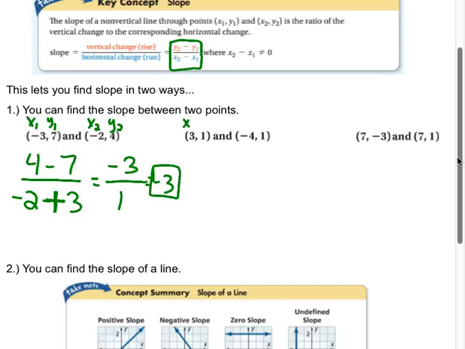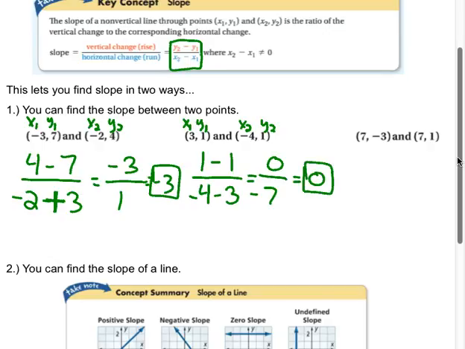For this one, x1, y1, x2, y2, subtract those y's and subtract the x's. 1 minus 1 is 0. -4 minus 3 is -7. Well, 0 divided by anything just stays 0. So that is going to have a slope of 0.